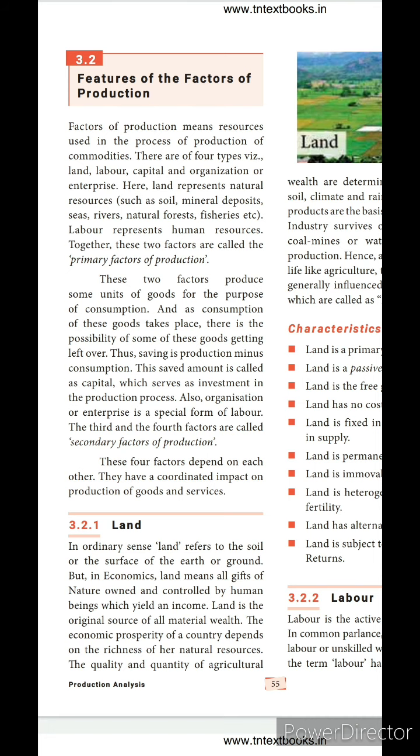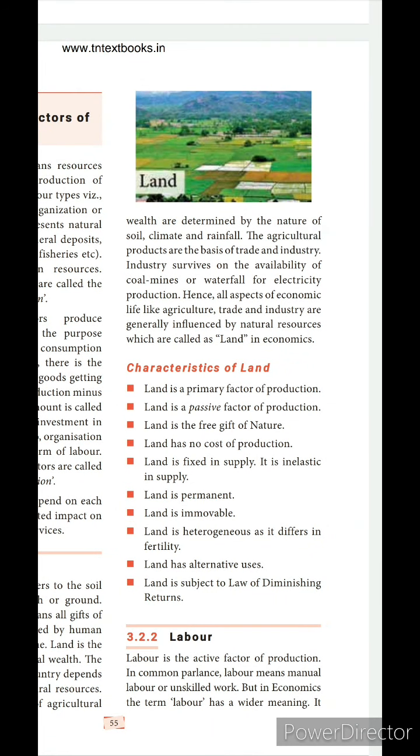The quality as well as the quantity of agricultural wealth are determined by the nature of soil, climate and rainfall. First we are taking soil only, after that we are taking the climate and rainfall, okay. There may be an industrial sector giving the highest yield in that country, but we will take only the agriculture purpose, because without agriculture no one can fulfill their basic needs. Okay, so we are talking about agriculture there.